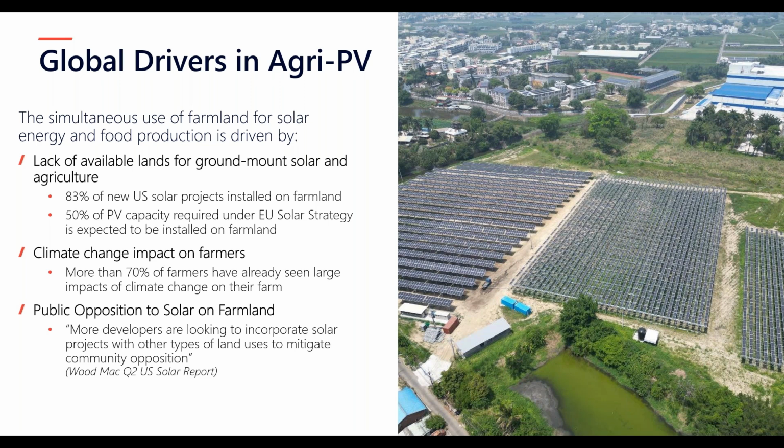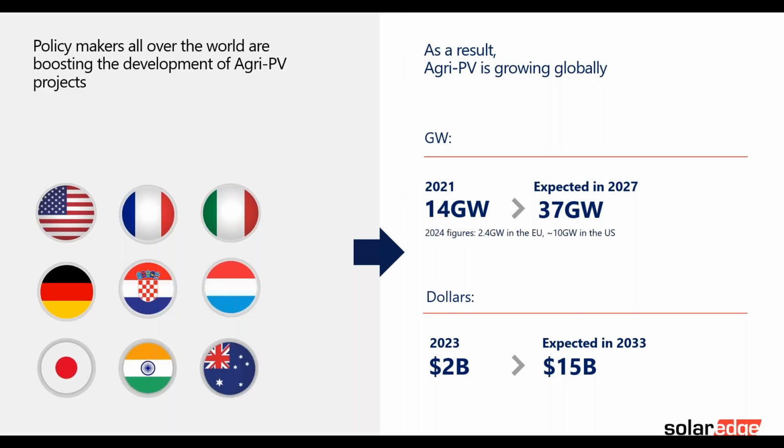And these three drivers are really important to understand why Agri PV is such a growing market, and why all over the world we see more and more regulators and policymakers that push, incentivize, and really fuel the growth of this segment. We see here just a few examples of already existing Agri PV markets: US, France, Italy, Croatia, Germany. These are just a few examples of countries that have already regulated, or are in the process of regulating, rules and incentives for Agri PV.